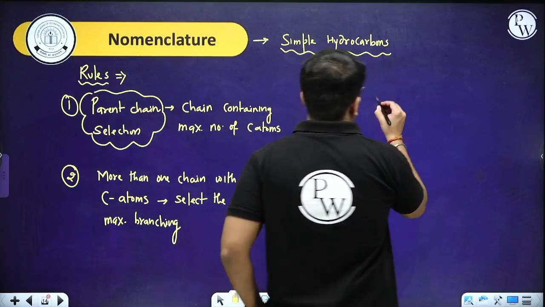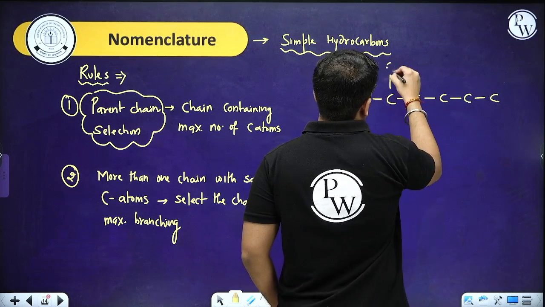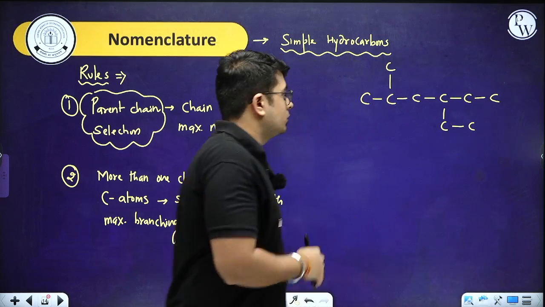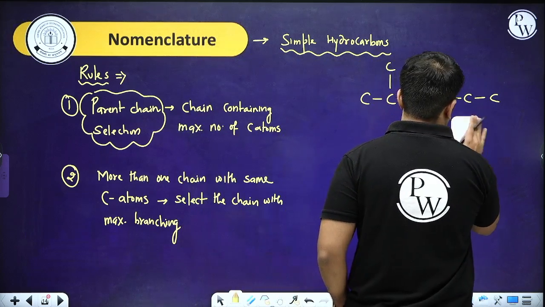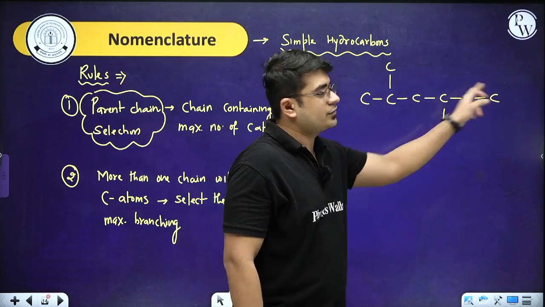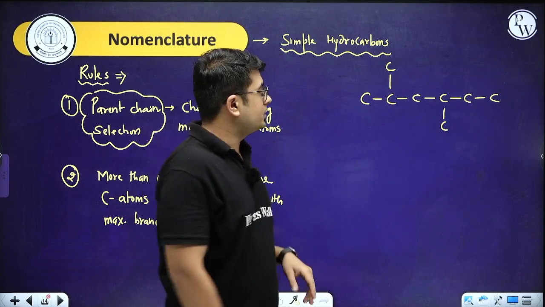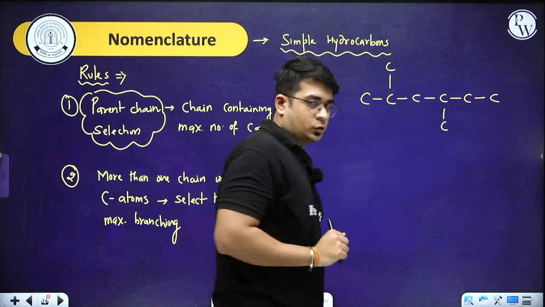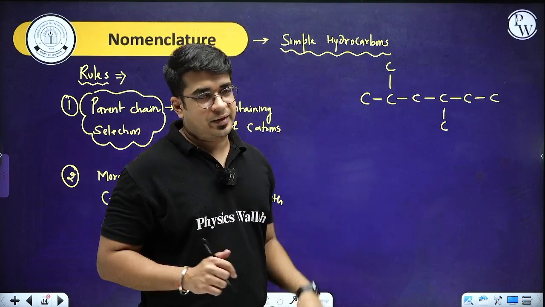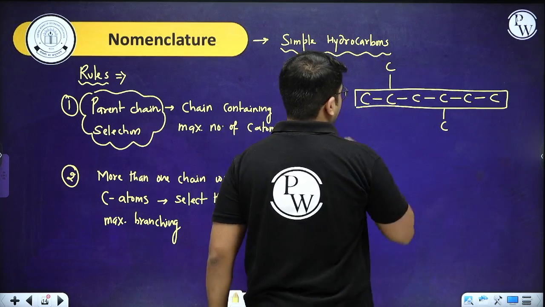For example, I can start with carbon, carbon, carbon, carbon, carbon, and carbon, carbon, and then carbon and carbon, or you can say carbon only. So in this case, 1 2 3 4 5 6, 6 carbon atoms are there. 1 2 3 4 5, or 1 2 3 4, different chains are present. Parent chain will be the chain which contains maximum number of carbon, so that will be your parent chain.